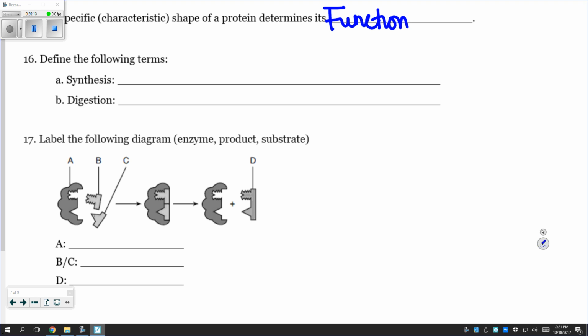Lock and key model. It says define the following terms. Synthesis means to build. Think about something starting small, right? Like you have a couple of Legos, you put those Legos together, now you've made a big tower. Digestion means to break down. Remember, for both of these, they need enzymes.